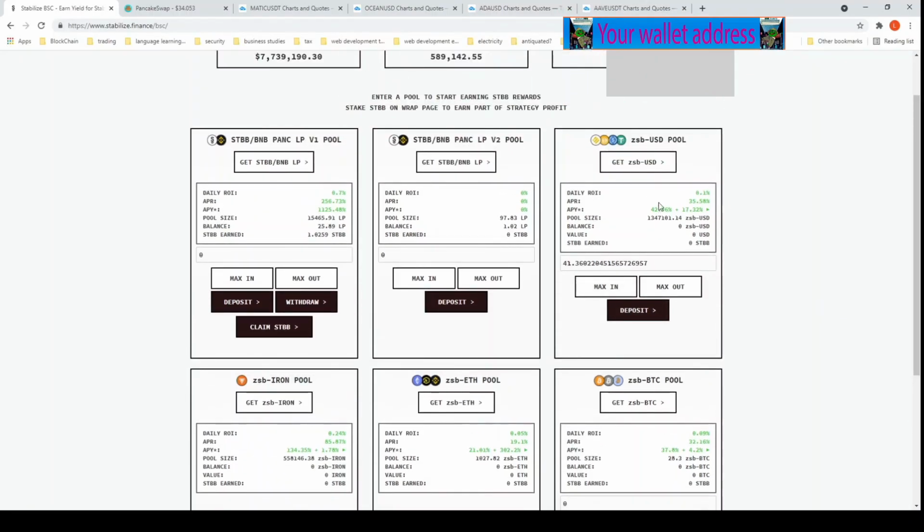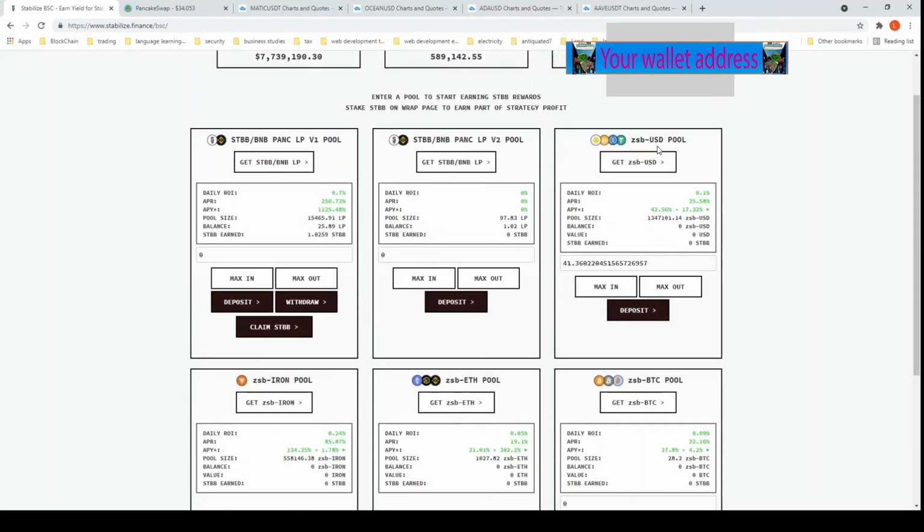But again, back here, let's take a second. Refocus on ZSB USD pool. 41, input it in, max, deposit.